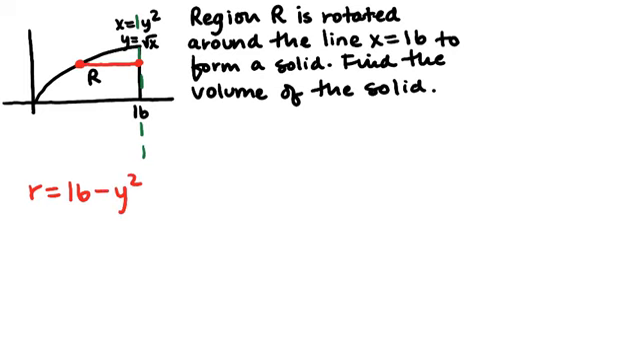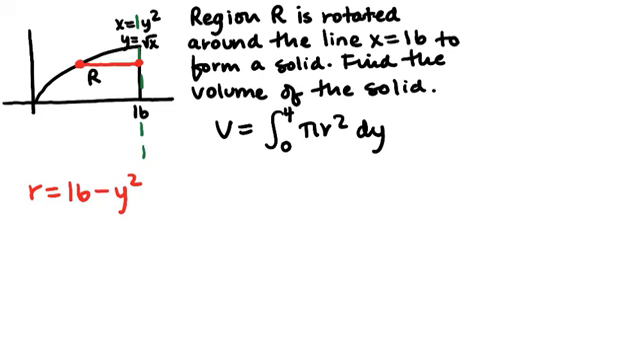I know that for these disk method volumes, the volume is equal to the integral of pi r squared. Okay, since we're rotating around a vertical axis, these disks are going to slide up and down, so I need to integrate with respect to y. And that's going to go from y equals 0 up to y equals the square root of 16.